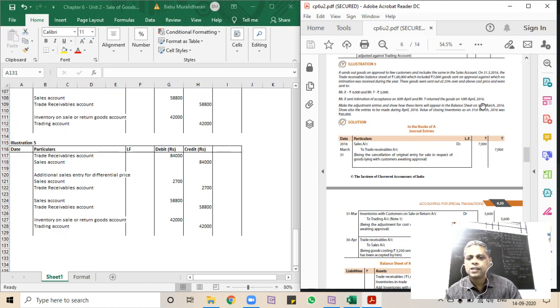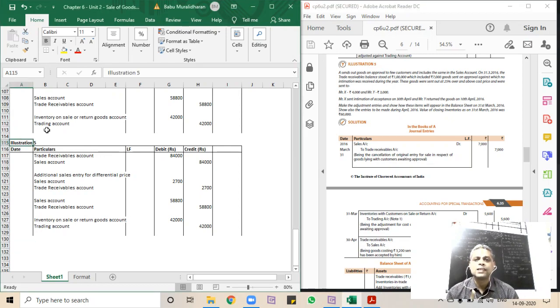Make the adjustment entries and show how these items will appear in the balance sheet. I think this requires some sort of understanding. We will take it as a separate class, so that we process both the entries as well as inventorize them and also do the sales entries and then do the balance sheet. We'll cover it in the next class, and also we will go through some of the test your knowledge questions in the next class.